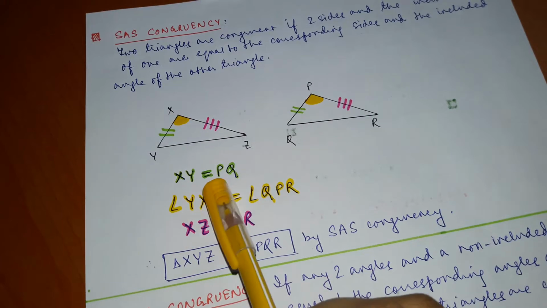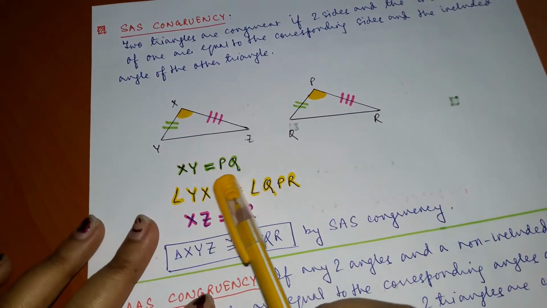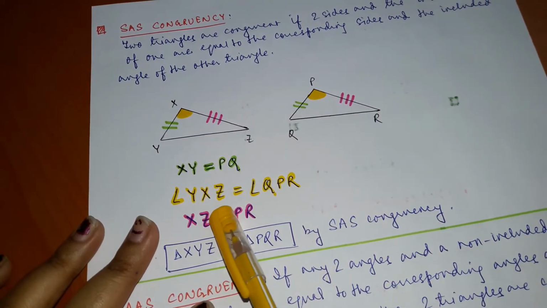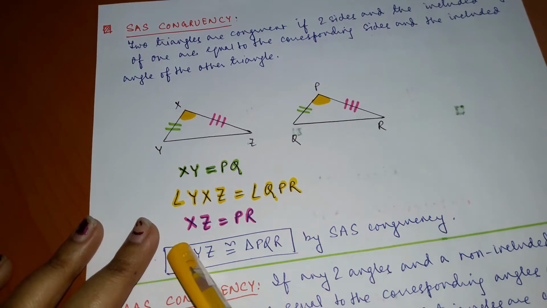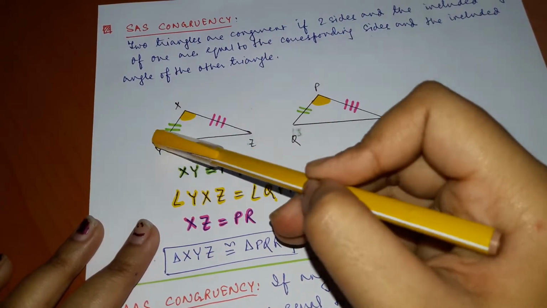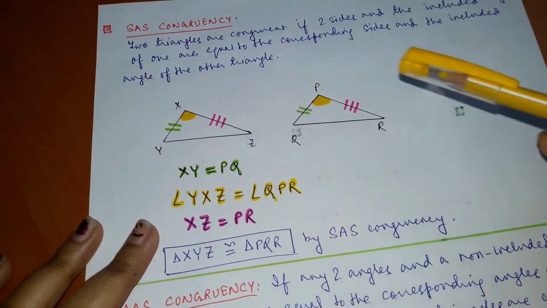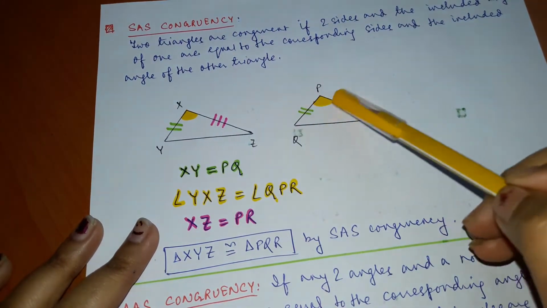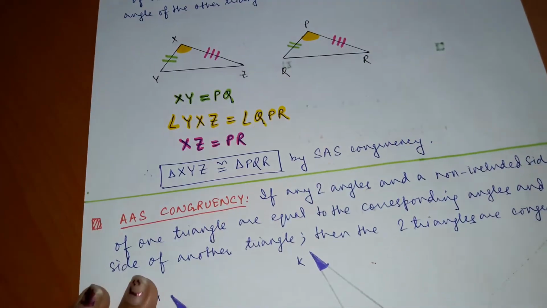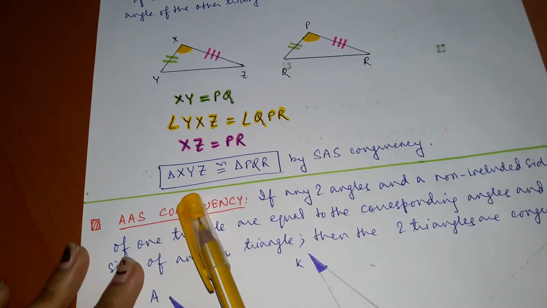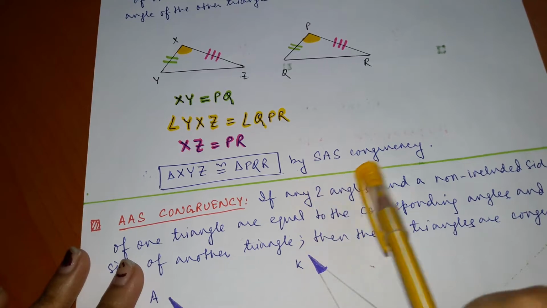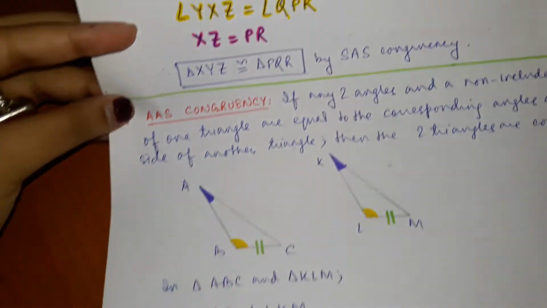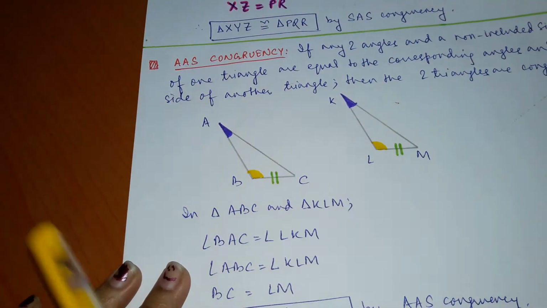So in triangle XYZ and triangle PQR, XY equals PQ, angle YXZ equals angle QPR and XZ equals PR. See, XY equals PQ, XZ equals PR and the included angles, that means here angle X and here angle P, are equal. So we can say triangle XYZ is congruent to triangle PQR by SAS congruency. Next comes our AAS congruency.